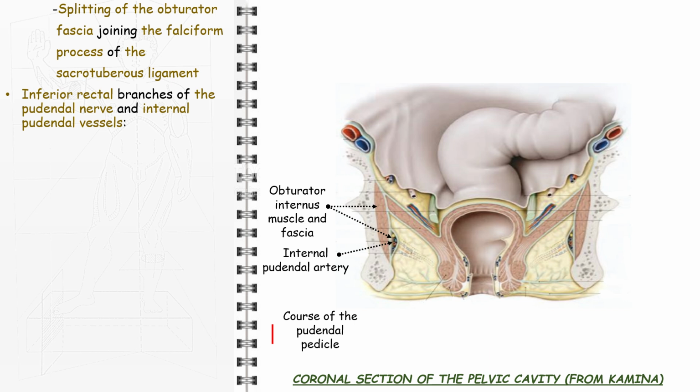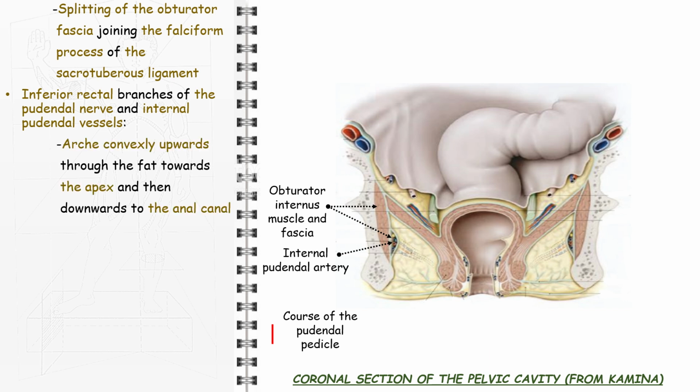Note that the nerve to obturator internus, which has crossed the base of the ischial spine, is now above this level and, moreover, is beneath the fascia over the muscle, and sinks into the fleshy fibers to innervate them. Their course is not straight across the base of the fossa, but arches convexly upwards through the fat towards the apex and then downwards to the anal canal. Incisions to drain ischioanal abscesses usually do not interfere with them.